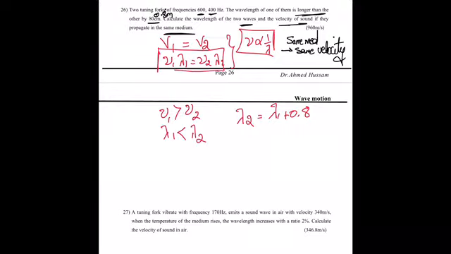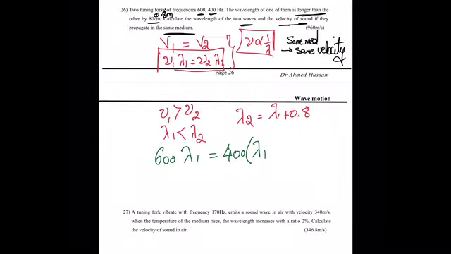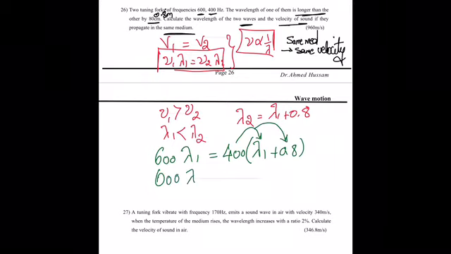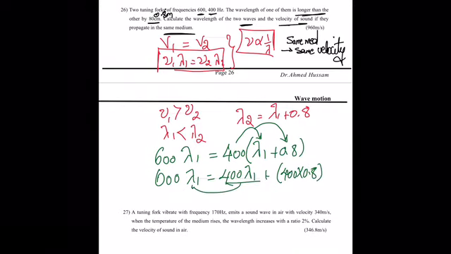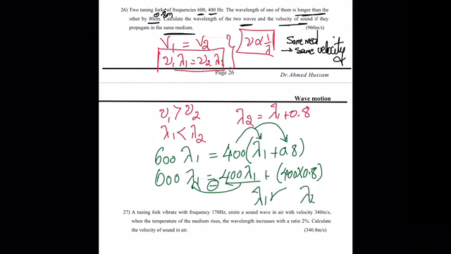Okay, substituting in this equation, 600 lambda 1 equals 400. Instead of lambda 2, we can write lambda 1 plus 0.8, using the distribution method. 600 lambda 1 equals 400 lambda 1 plus 400 times 0.8. Move this to the other side using the negative sign and calculate lambda 1, lambda 2, and then calculate the velocity.